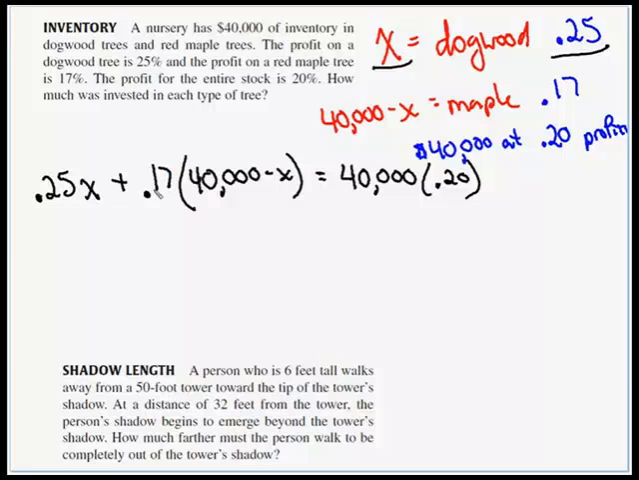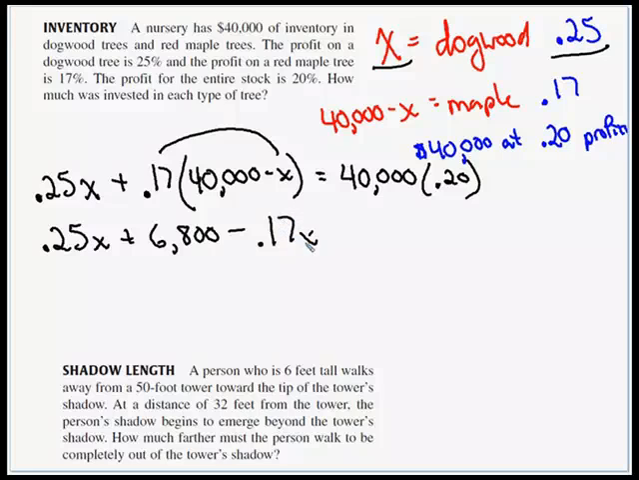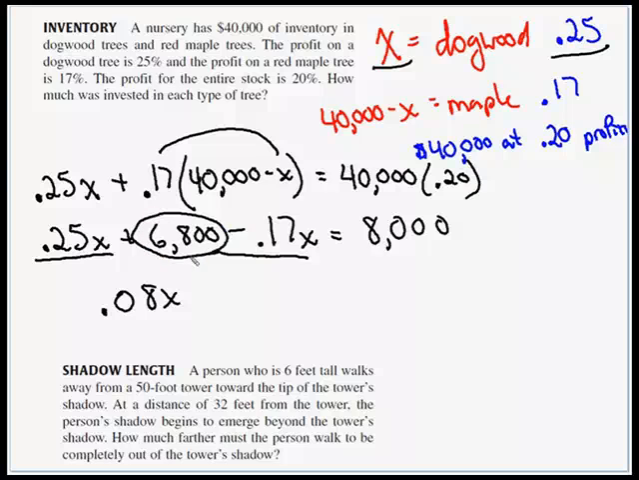And let's see here, we'll distribute that 0.17. Here we have our 0.25x plus 0.17 times 40 grand is 6,800 minus, distribute the 0.17 to the x, 0.17x, and that's equal to 40,000 times 0.2 is 8 grand, 8,000. So here, collect our x's. 0.25x minus 0.17x is 0.08x. And then we subtract 6,800 from each side. 8 grand minus 6,800 is 1,200 bucks. And then we divide both sides by 0.08 to get our x.